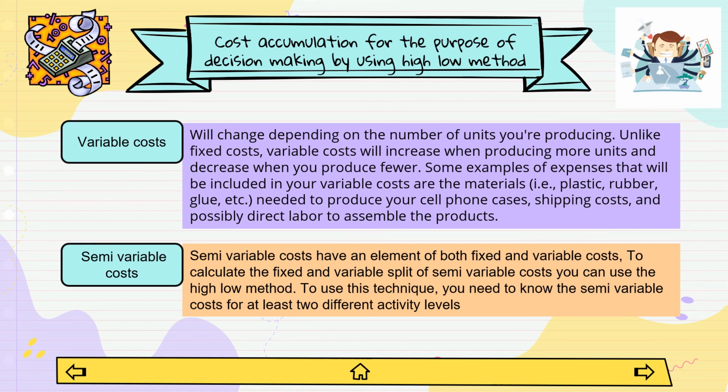So how about semi-variable costs? Semi-variable costs have an element of both fixed and variable costs. To calculate the fixed and variable split of semi-variable costs, you can use the high-low method. To use this technique, you need to know the semi-variable cost for at least two different activity levels.